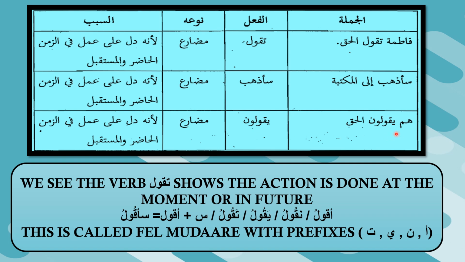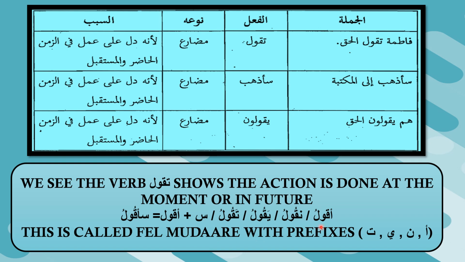هم يقولون الحق. So يقولون, the ya tells that it is referring to the male plural in the ghaib. يقولون مضارع and it shows عمل في زمن الحاضر والمستقبل. And a quick revision on the verb تقول, it shows action done at the moment or in future.